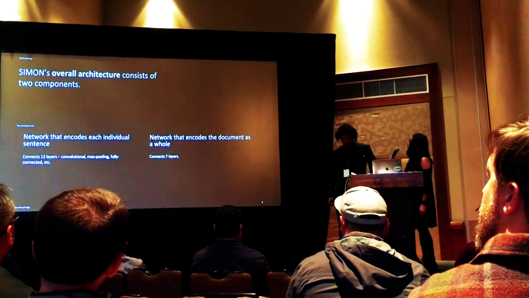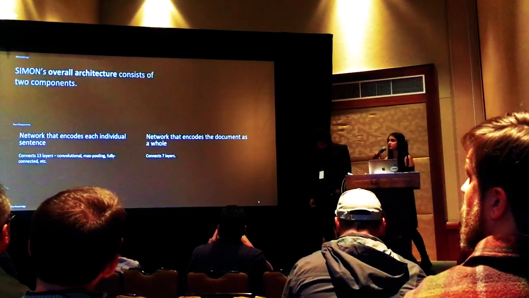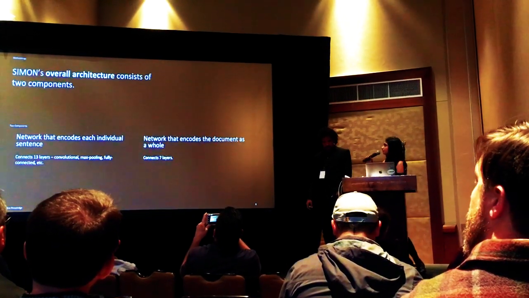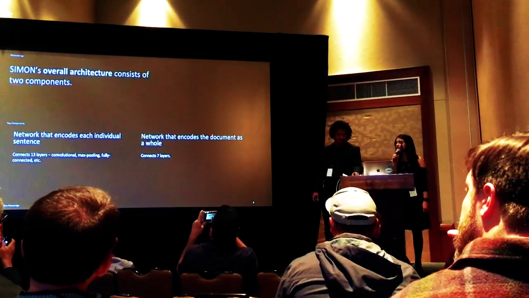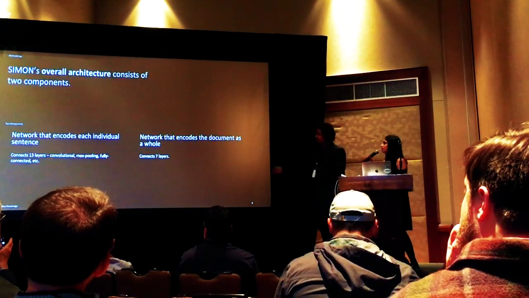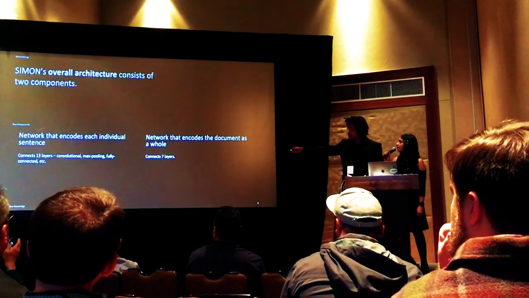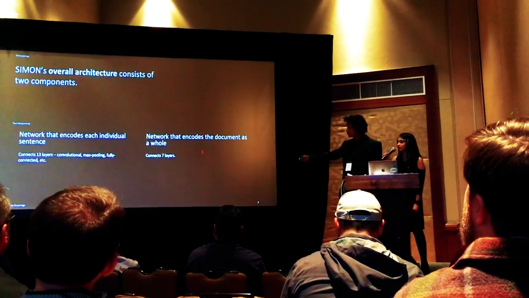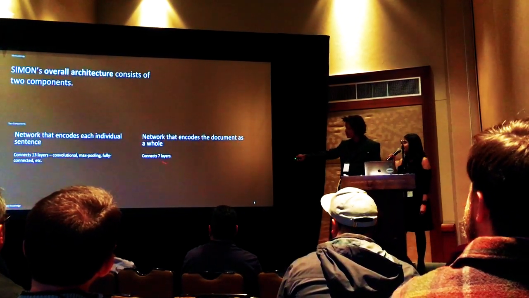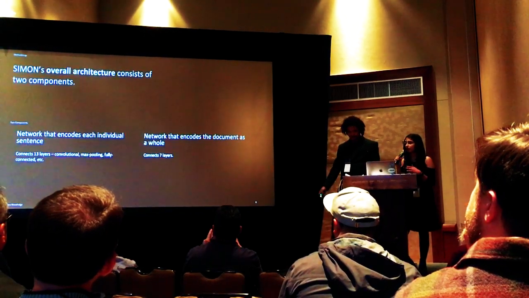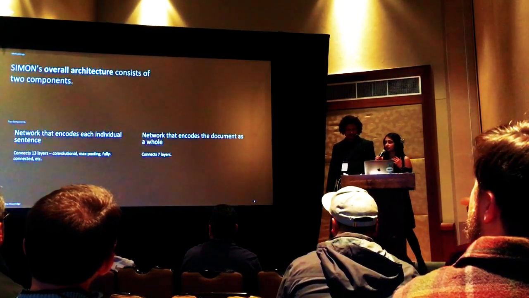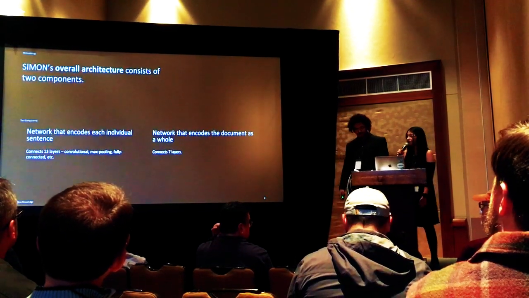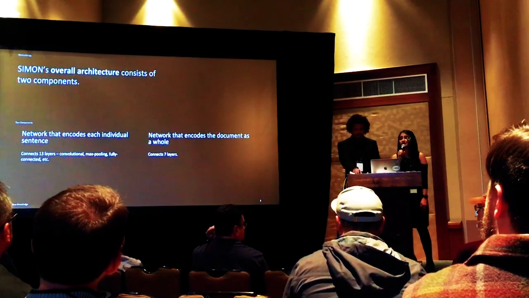So how does Simon work? Simon's overall architecture consists of two main components. The first network encodes each individual sentence. This connects 13 convolutional, max pooling, and fully connected layers. The second is a network that encodes a document as a whole, connecting 7 layers. Next, we'll briefly walk through the diagrams of these networks. But if you're really interested in the architecture, our paper's up on arXiv, where we discuss it in a lot of detail.